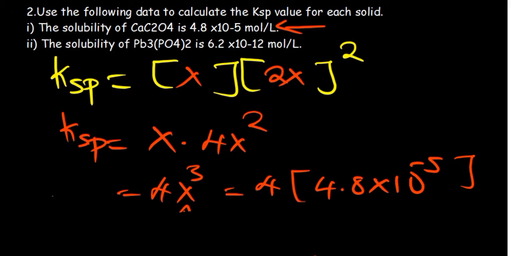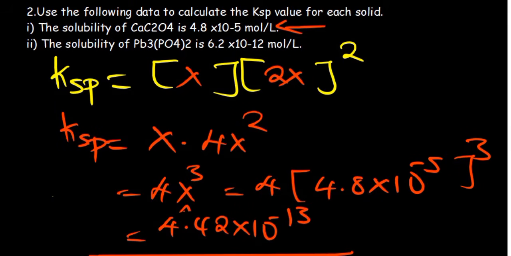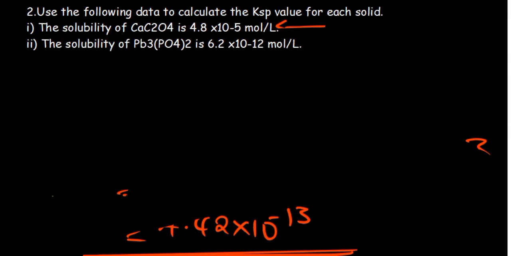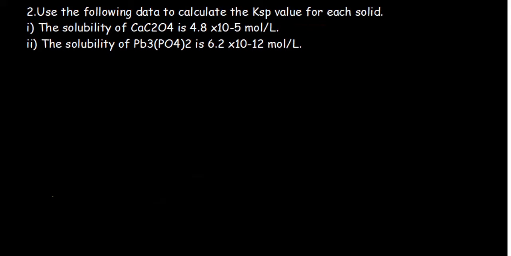So I'll repeat that again. 4.8 by 10 to the power negative 5 should be first of all raised to the third power. And then from there, we need to multiply it by 4. So what I'm getting is 4.42 times 10 to the power negative 13. So this is our KSP value for the first part of the question. And then of course, feel free to try out the second one, which is also almost one and the same.